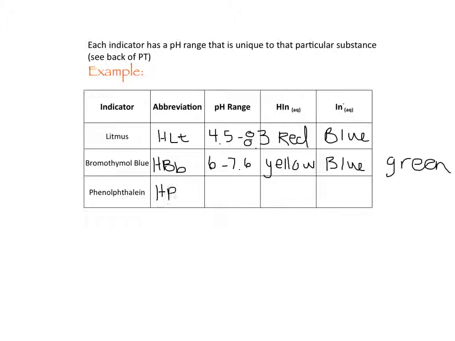Phenolphthalein is HPh. Its pH range is 8.2 to 10. It's colorless when it's less than 8, and it goes pink, very bright pink, after 10. So again, the range goes from 8.2 to 10, and the color corresponds directly with that.